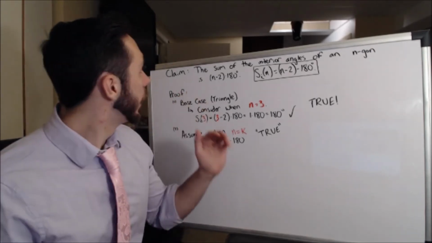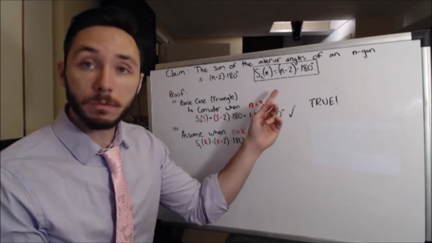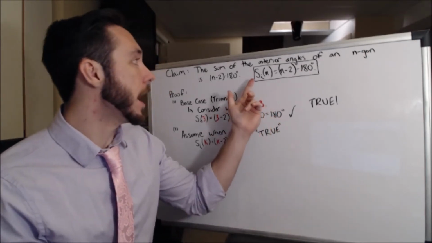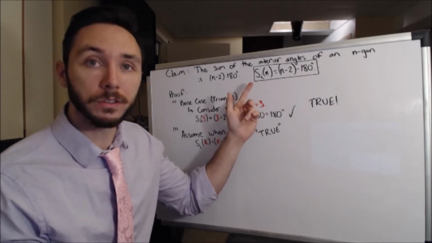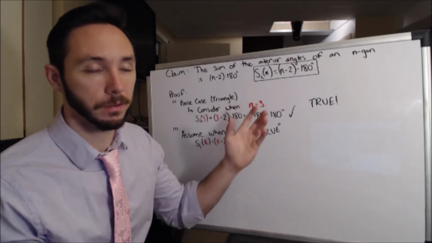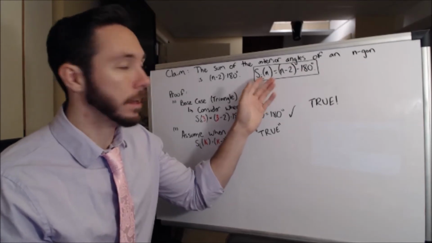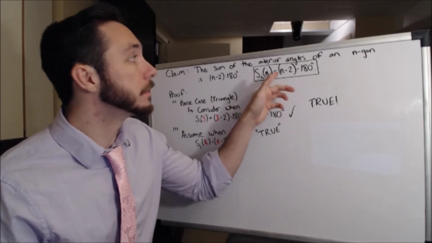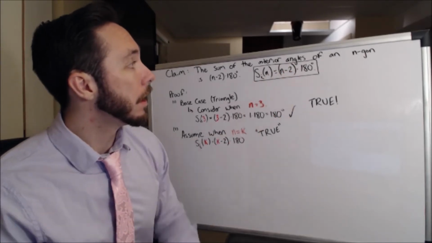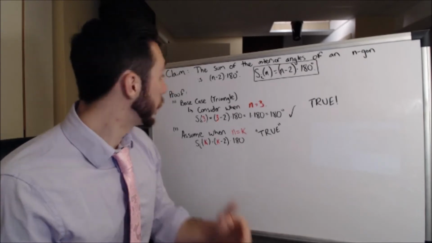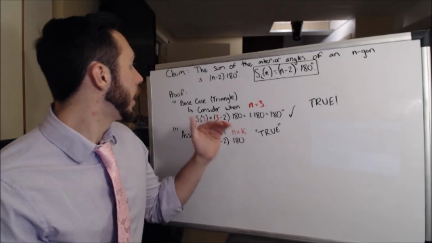So the claim: the sum of the interior angles of an n-gon is n minus 2 times 180. I just wrote it as a function of sorts. I said S sub I, meaning the sum of the interior angles. By the way, it's not conventional to use subscripts in this fashion. I just want to clarify I'm talking about the interior angles. So S of n is equal to n minus 2, times 180 degrees.